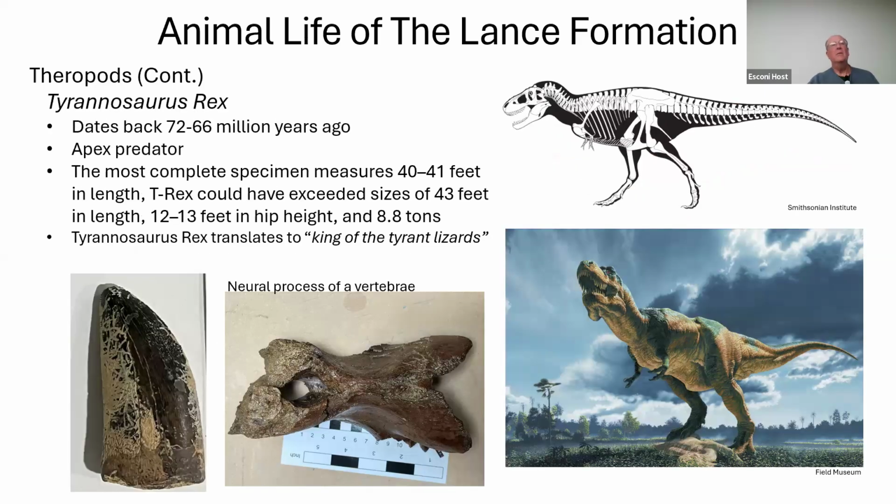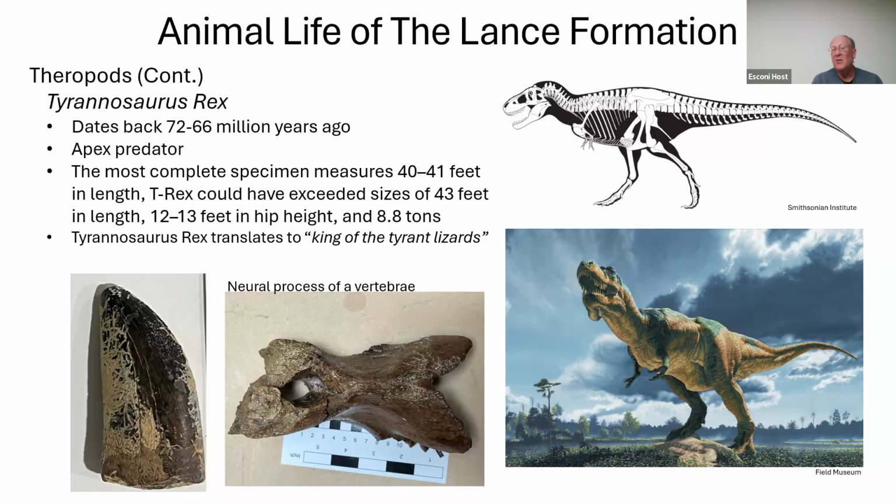Next one we all know about. We have Sue that is in the Field Museum. T-Rexes ranged from 72 to 66 million years ago, and was an apex predator. The most complete specimen measures 40 to 41 feet in length.